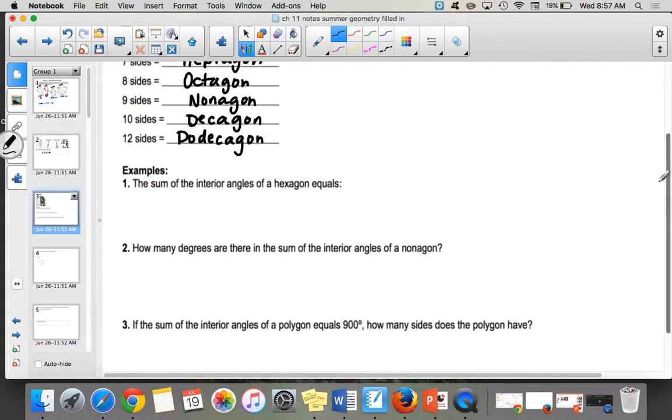All right, so let's see. The sum of the interior angles of a hexagon equals what? So if we have a hexagon, I guess we have that on the front page. It's not really anything hard. But we're going to do 6 minus 2, and we're going to multiply by 180. So we're going to have 4 times 180, which is 720.